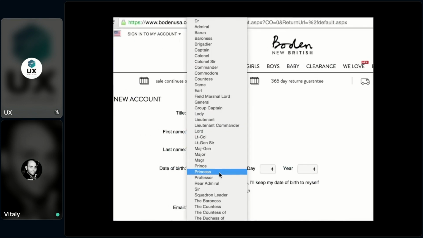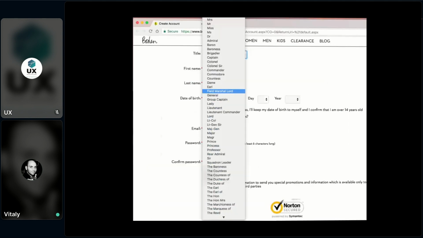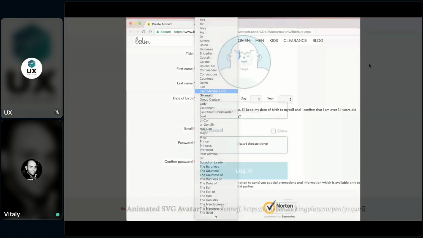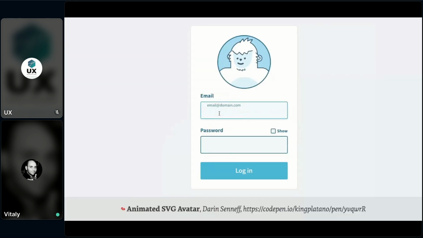Let's see, who would you like to be today? Do you feel like a princess, or would you like to be Earl or Field Marshal Lord? Any preferences? And it's a huge one. It's 75 options that you have there, right? And then you get all those little fine things. This is neat. So you start typing, and you have this little character that interacts with it, right?